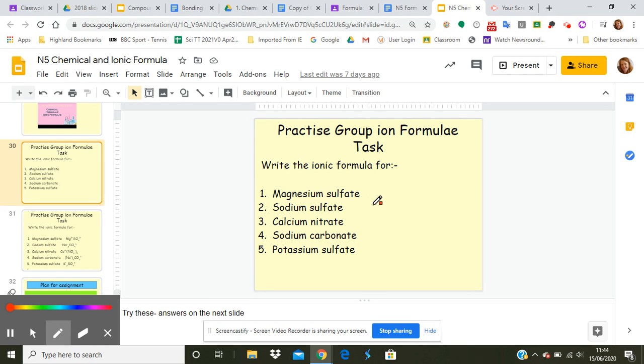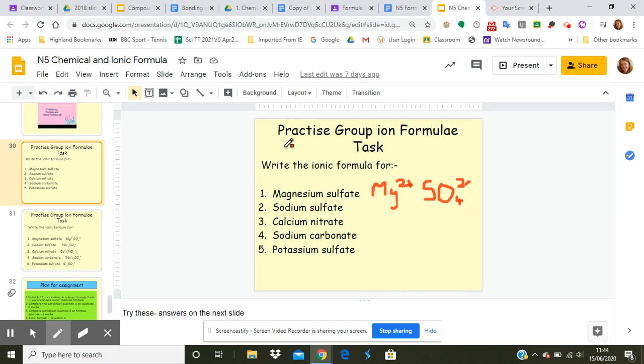So let's look at magnesium sulfate. To write an ionic formula, you need to write the ions. So the first thing is, what is the magnesium ion? It's Mg 2+. And the sulfate, you would look up on your data booklet, the National 5 data booklet, the top of page 8. You look for the sulfate ion. You've already got that on the nice table that you've already done. It's SO4 2-.